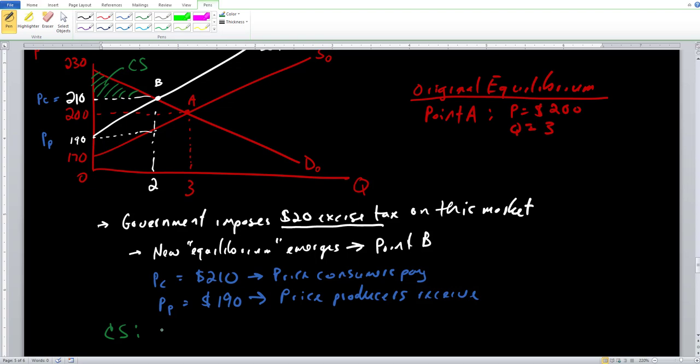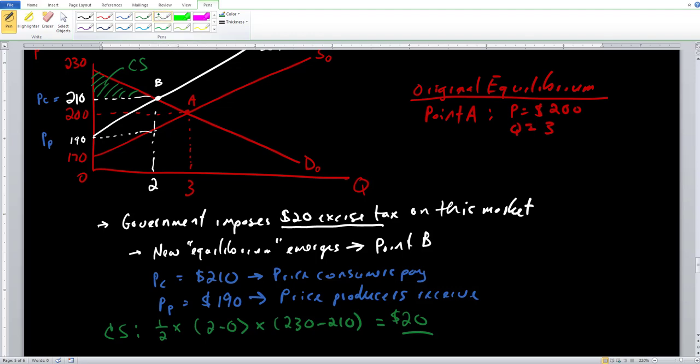So go ahead and write that down: 1/2 times the base times the height. We know what the base is going to be. It's going to be 2 minus 0, just taking the distance right here. And then the height is going to be 230 minus 210. When we simplify all this and plug it into our calculator, we get a consumer surplus equal to $20.